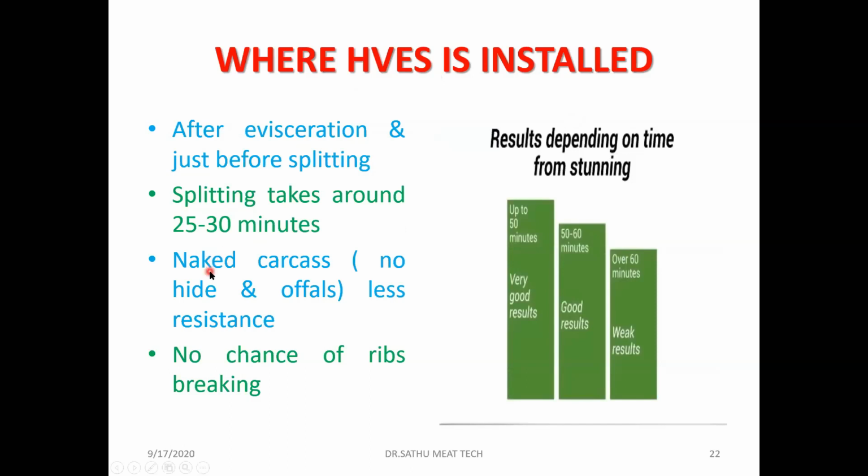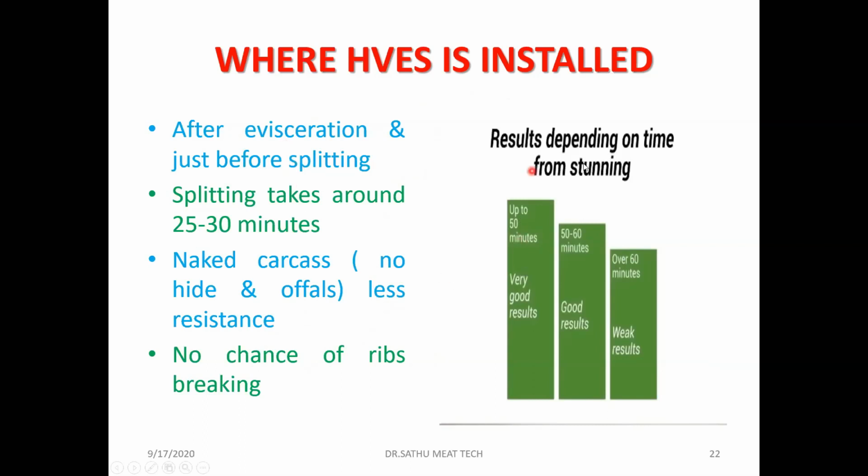It's called a naked carcass. There is no hide and the offals. All the internal organs are removed, and the hide is removed. So the resistance will be less, the efficiency of electrical stimulation will be better, and there is no chance of ribs breaking. If you are splitting and then stimulating, there is a chance of ribs breaking. So it is always advised to install the high voltage electrical stimulators between the evisceration and splitting.